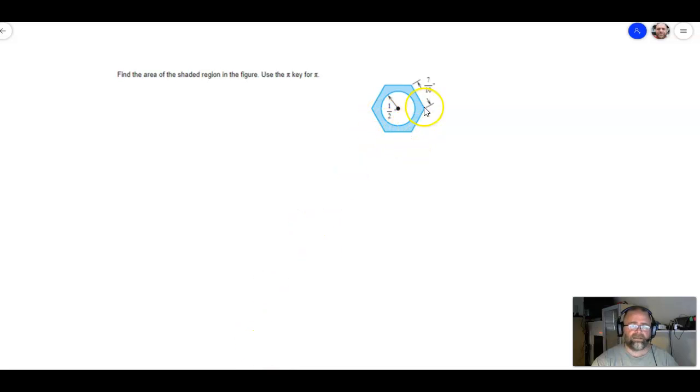The first thing I like to do, if I can, is convert my numbers into decimals. So this is 7/10 of an inch. If you go to your calculator and do 7 divided by 10, you'll get 0.7. And then 1 divided by 2 is 0.5. So the first thing I want to do is find the area of my hexagon. I'm going to put a little h as a subscript, letting me know this is my hexagon.